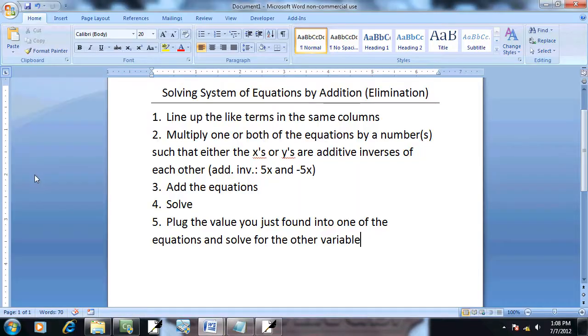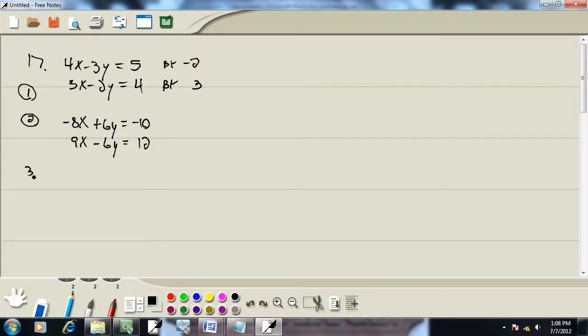Okay, step 3. Add the equations. So we're going to add the individual columns. Negative 8x plus 9x gives us 1x or x. 6y minus 6y drops away. And negative 10 plus 12 gives us 2. Now you know you've done it correctly if one of the variables disappears completely. See how the y's disappeared completely? Now step 4 says solve. Well, this one's pretty boring. There's nothing really to solve. It's already solved for x, so x is equal to 2.